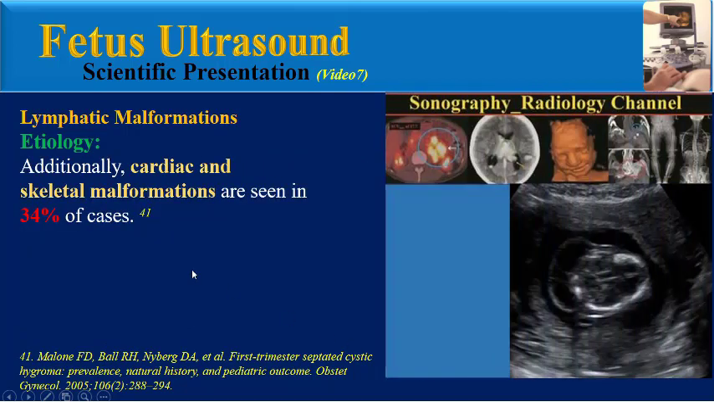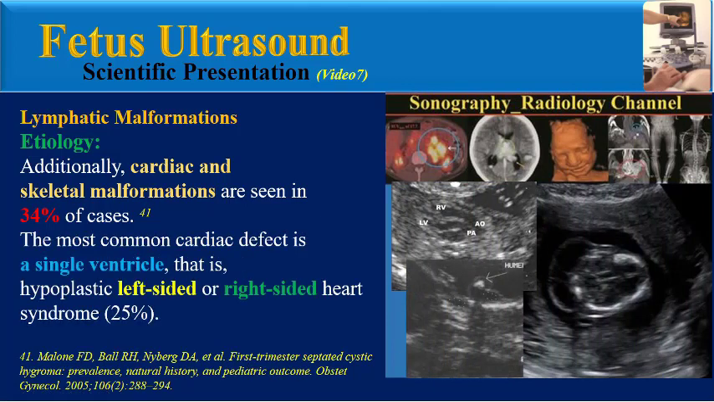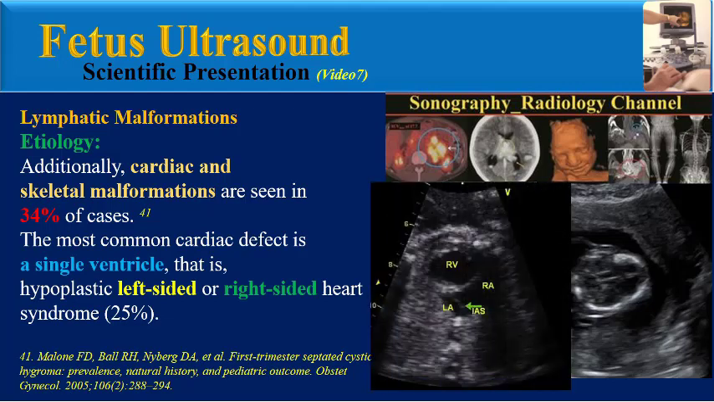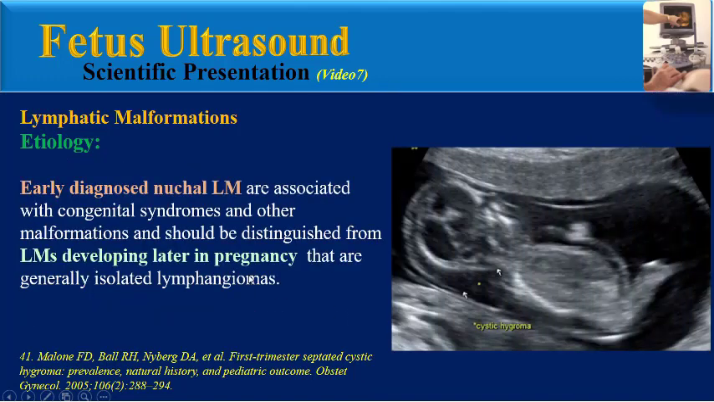Additionally, cardiac and skeletal malformations are seen in 34% of cases. The most common cardiac defect is a single ventricle, that is, hypoplastic left-sided or right-sided heart syndrome. Early diagnosed nuchal lymphatic malformations are associated with congenital syndromes and other malformations, and should be distinguished from lymphatic malformations developing later in pregnancy that are generally isolated lymphangiomas.